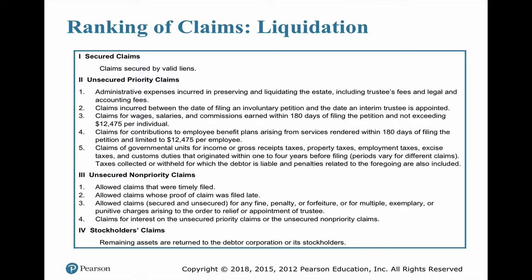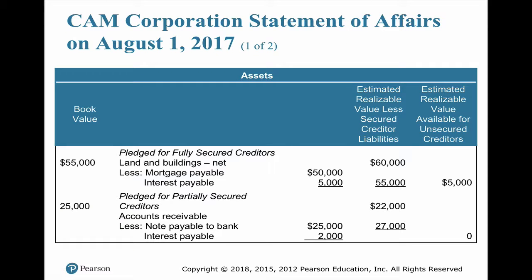When we do the liquidation in a corporation, we usually try to classify the creditors into secured creditors and unsecured creditors. And for the unsecured, we have priority claims and non-priority claims. So what we do is convert everything into cash, then start paying the secured claims first, then the unsecured priority claims, followed by the unsecured non-priority claims, and finally whatever is left over we give to the shareholders.